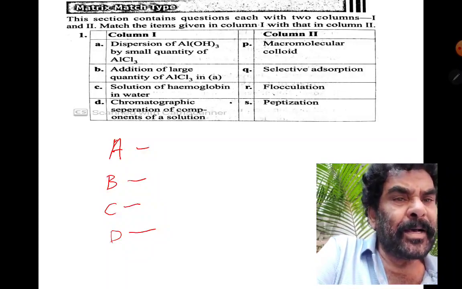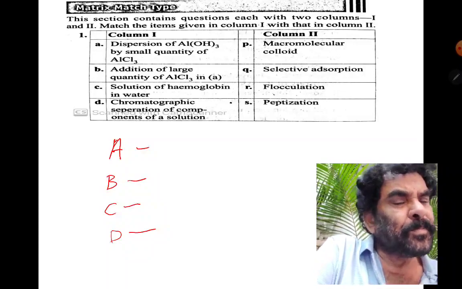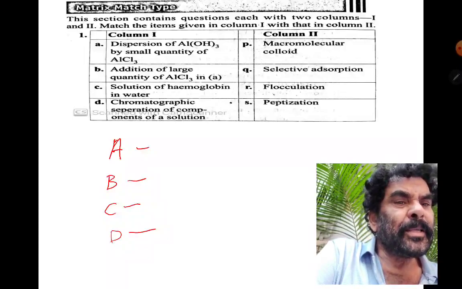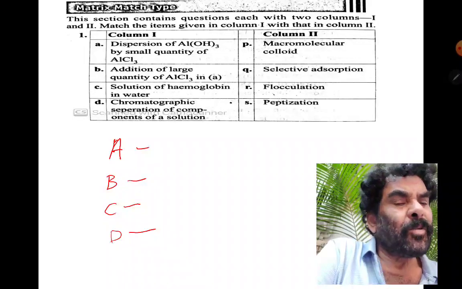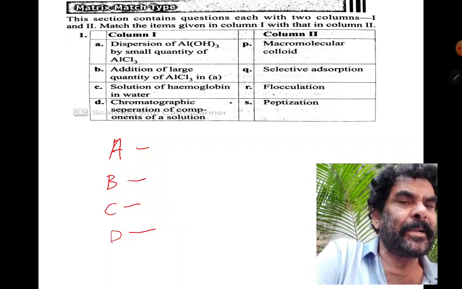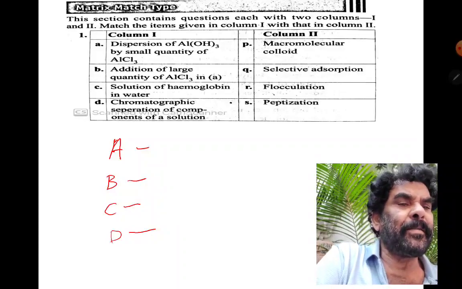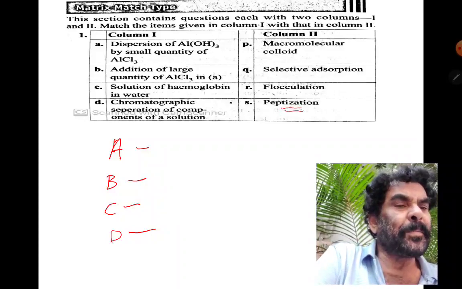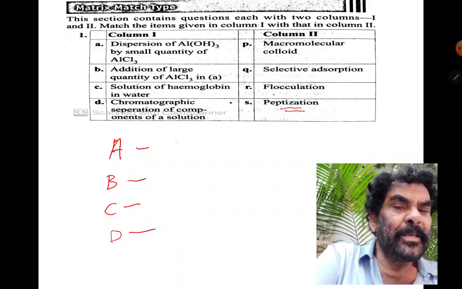To convert the precipitate into a colloidal solution, a small amount of AlCl3 is added, that is, the electrolyte containing the common ion is added. That process is called peptization. So A is E.